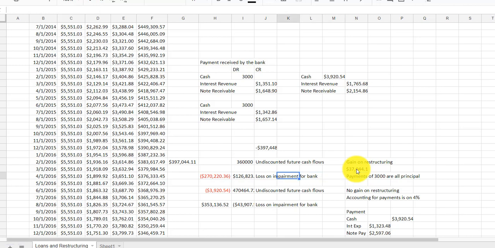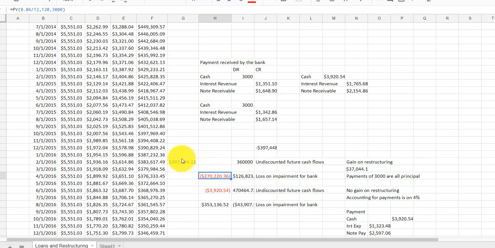Now, things do not mirror that on the lender side. On the lender side, you go right to considering the present value of the future cash flows. So if you accept the $3,000 a month for the next 120 months, what's the present value of that? We can use our present value function in Excel, 6%, 120 payments, $3,000, and we get a present value of $270,220.